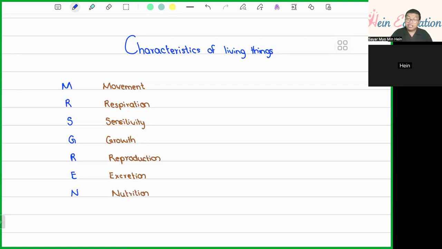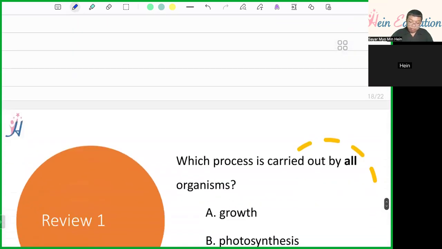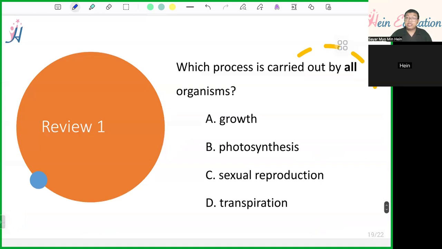These are all the seven characteristics of living things that you should be familiar with while studying your biology journey. In the following slide, I provided some multiple choice questions where you can spend some time to think of the answer, and we can discuss if we want. This is question number one: which process is carried out by all organisms? It has to be something all living things can perform. So make a good choice.